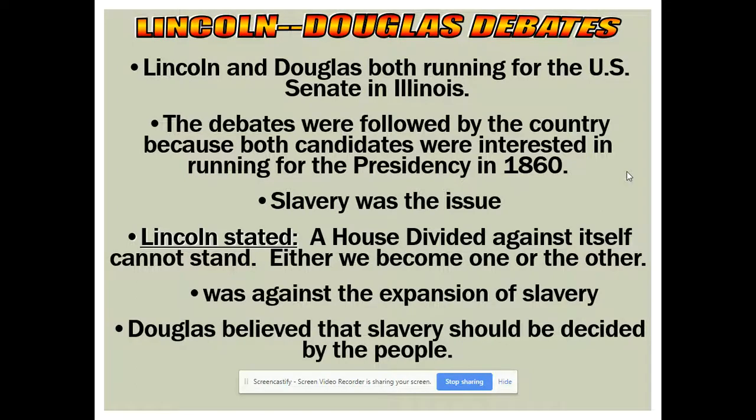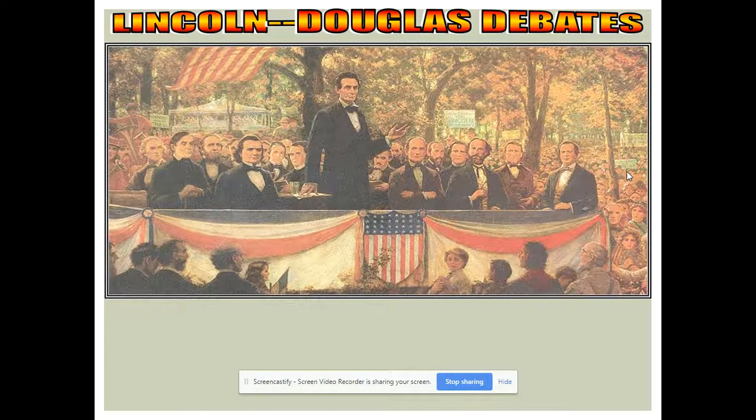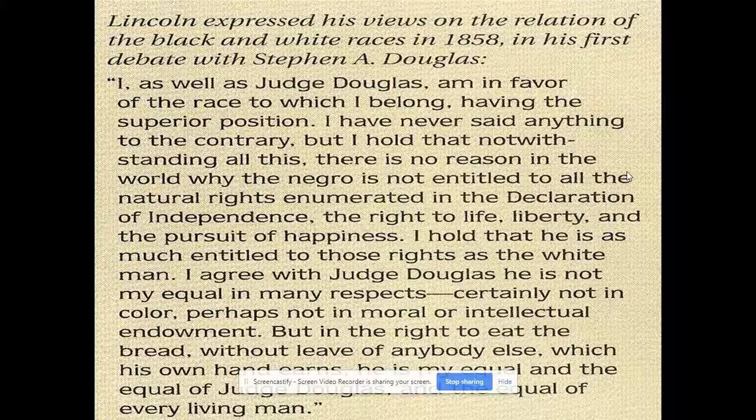And Lincoln said he opposed the spread of slavery. Okay, he didn't say that it should be abolished or anything like that. And he's eventually going to change his mind about halfway through the Civil War about the issue of slavery. So anyway, Lincoln and Douglas square off in debates, and it's famous.